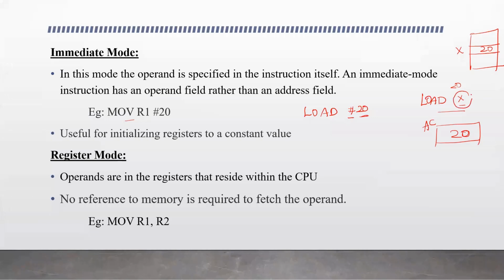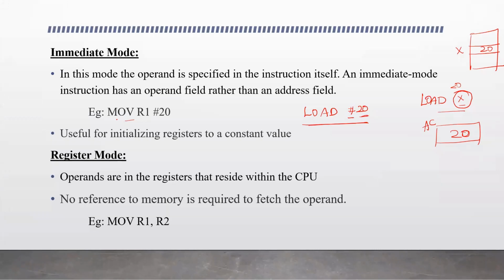But here, what is given in the address field is the address of the data. Whereas in the instruction load hash 20, here 20 is the data. We don't need to locate the data. The operand is directly given in the instruction. This type of addressing we call immediate addressing.